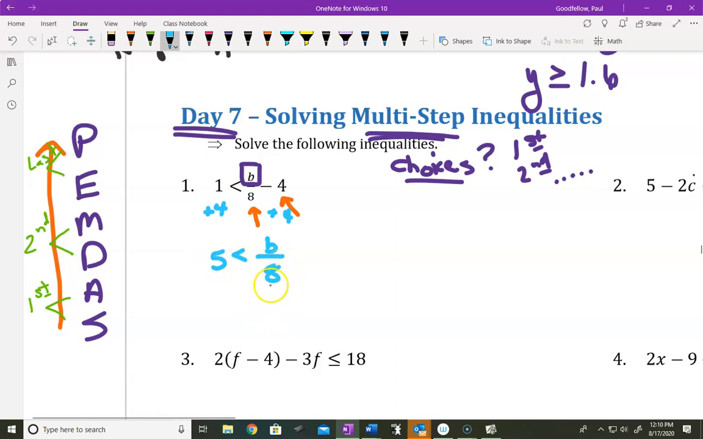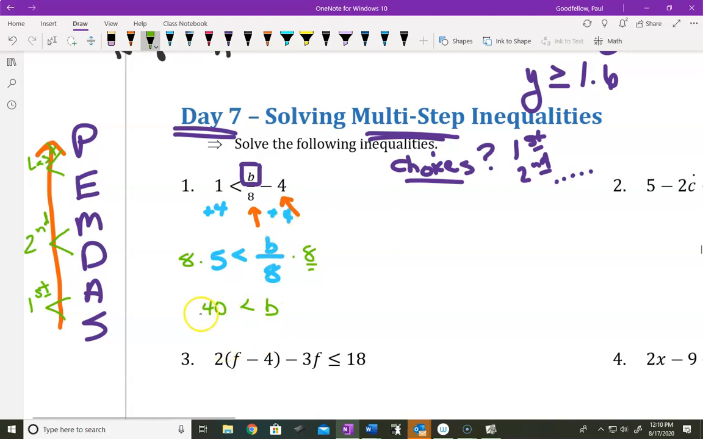And the 8 is the next level of stuff that needs to be moved. Since it's a division problem, I would take care of that division by multiplying each side by 8. And I'd be left with B, and there's 40 on the other side. Now, I am not going to switch the sign on that because the 8 that I multiplied by was a positive. We only switch when it's a negative that we multiply or divide by.